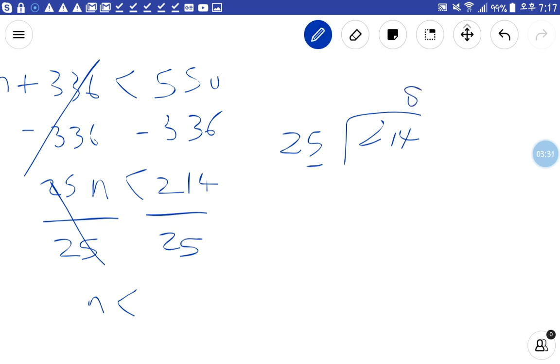So now 8. 5 times 8 is 40. 2 times 8 is 16. 2 times 8 is 16 plus 4, 20. And I have a remainder of 14. So you can keep going on. 25 can go into 140 how many times? 5 times. There will be 125. So I may stop here.